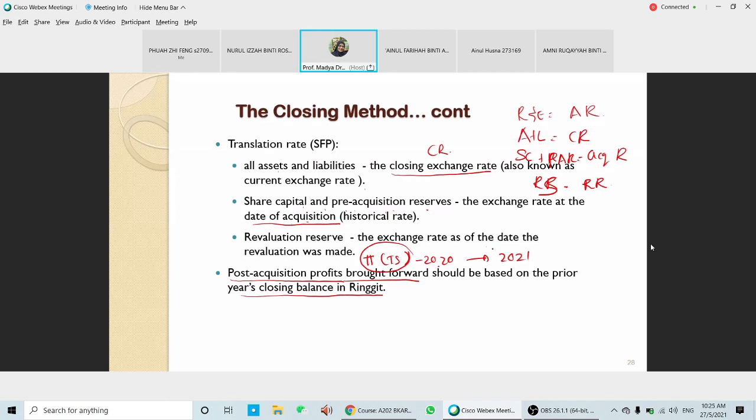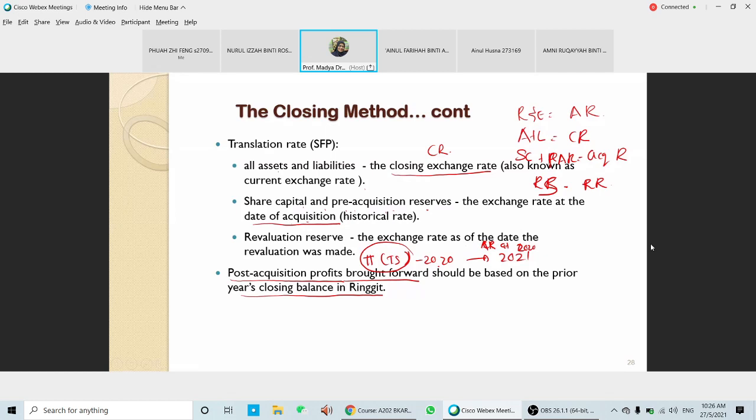When we translate here, we need to translate using the closing rate at year X2 2020. Not the closing rate. It should be based on the prior year closing balance, the average rate in the year X 2020. Later on, we will look at an example of this one.